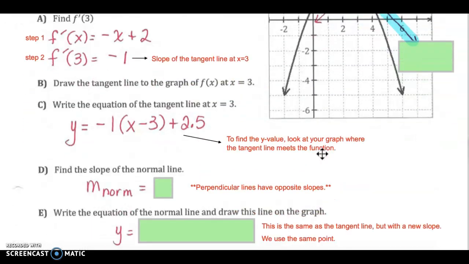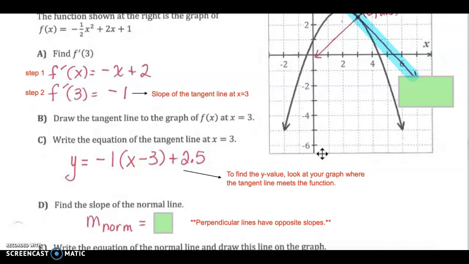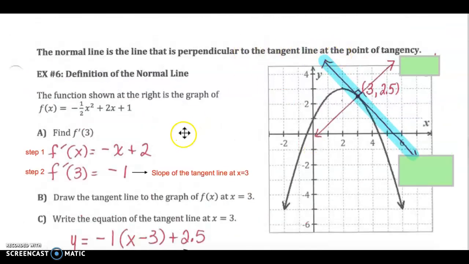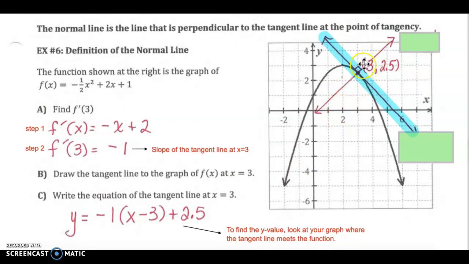Okay, and then it says to find the slope of the normal line. The definition of a normal line is the line that's perpendicular to the tangent line at the point of tangency. So at 3, because that's the point of tangency, we want to find the slope of the normal line. Perpendicular lines have opposite reciprocal slopes. Since the slope of the tangent line is negative 1, the slope of the normal line is positive 1. And then we can draw that through here. We start at that same point and go up 1 over 1, up 1 over 1. Same thing. So draw that line, and that's the normal line.